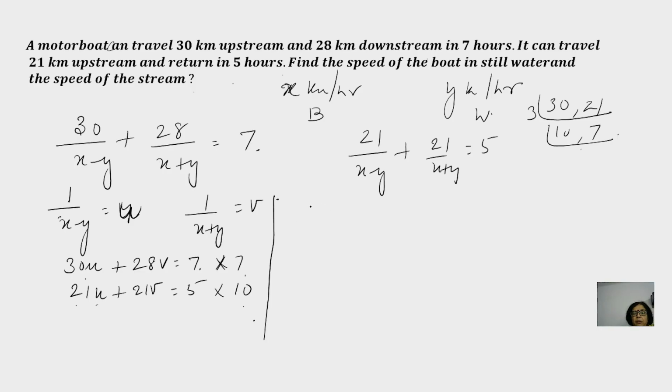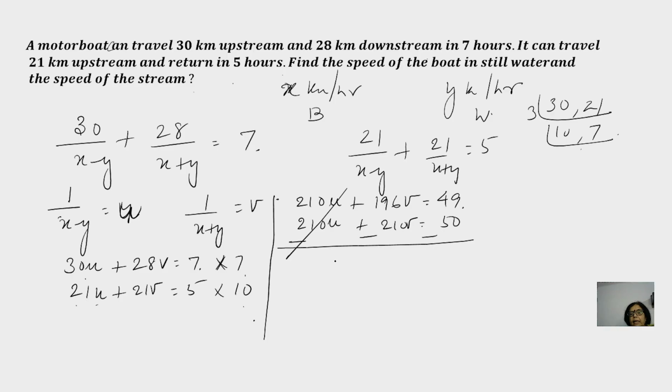The first equation becomes 210u plus 28 into 7, that is 196v, is equal to 49. The second equation becomes 210u plus 210v is equal to 50. On subtracting these two equations, changing the signs, u will get cancelled, so we are left with minus 14v is equal to minus 1. So v is equal to 1 by 14.